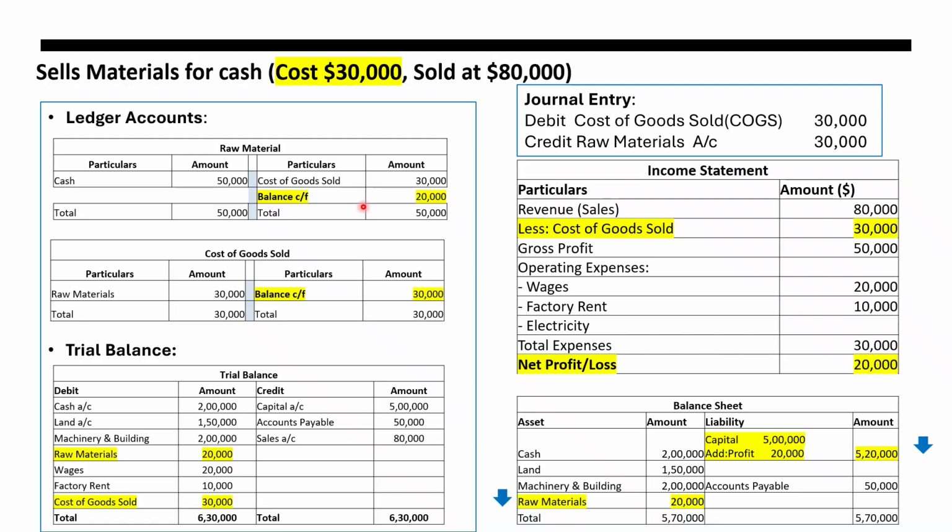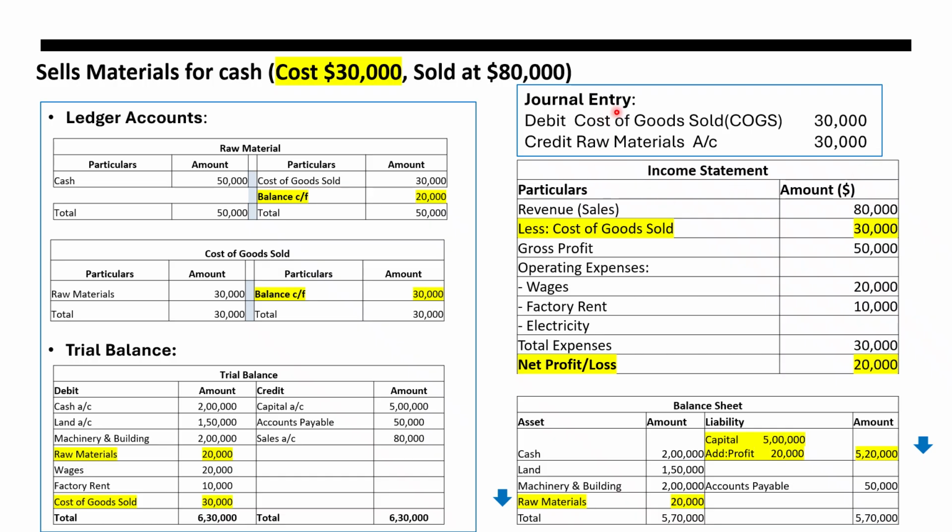So the other part of this transaction is that the raw materials are reduced from the stock. So we had a raw material balance of 50,000, out of which we have sold 30,000 here. So raw material must reduce to that extent. Raw material is a real account, it's an asset. So the rule is that debit what comes in and credit what goes out. Here raw material has gone out, it's sold. So we will credit the raw material account by that amount.